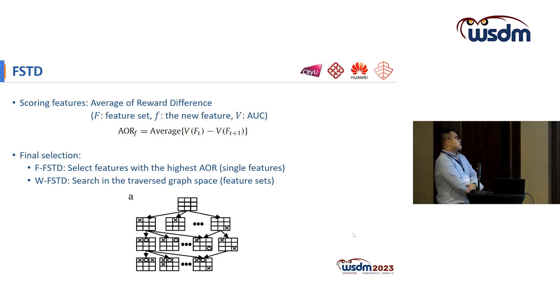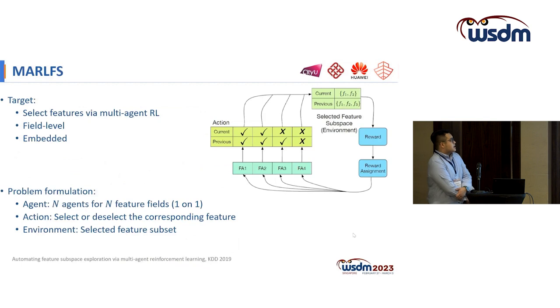For the final selection, we have this AOR score for all of the features. We just select features with the highest AOR as a filter method, or we traverse the graph space, like in this figure A. We have seen all of these states before, and we conduct a random search or greedy search in this space. This is a wrapper method with FSTD. We could adopt one of them. And besides the temporal difference for reinforcement learning, we could also use a deep Q net to optimize the feature selection process.